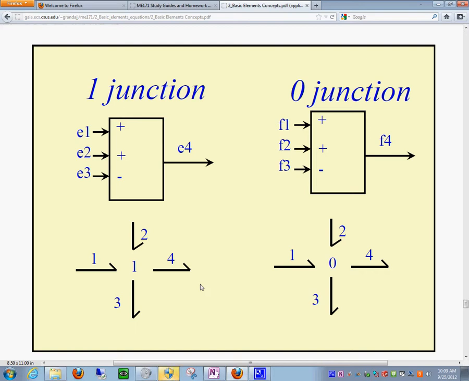Same thing on the zero junction over here. If F4 is the output, you can read that you have F1 coming in, F2 coming in, and F3 going out. So you can easily use that convention. Coming in positive, so F1 plus F2 are plus. Going out negative, which is F sub 3. And then is equal to F sub 4. And that's why you have what you have on the right-hand side over here.